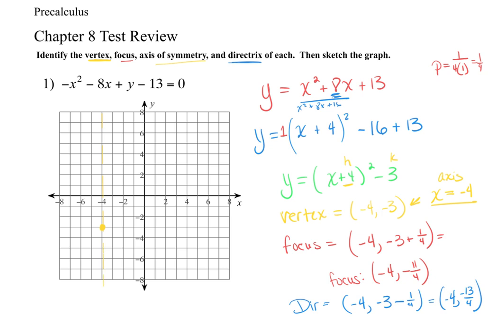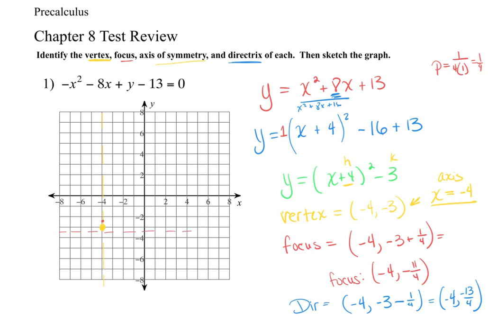My focus, that's going to be a little bit above him. So we have -2 3/4. So he's about right here. He's not that far above it. My directrix is kind of right below it. We're at -3 1/4. So he's right here.